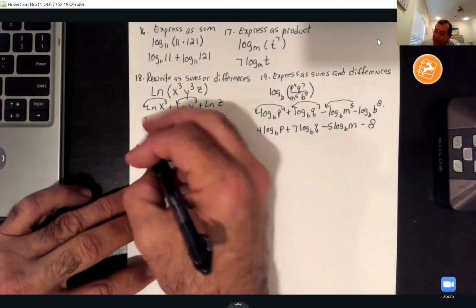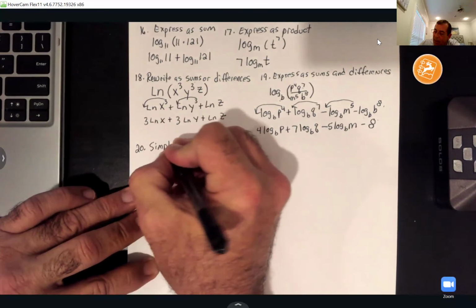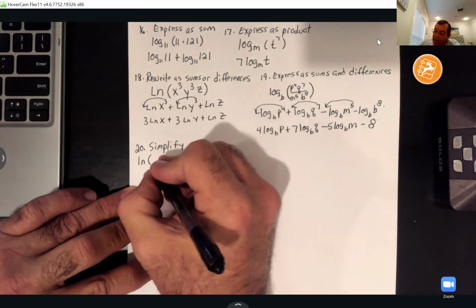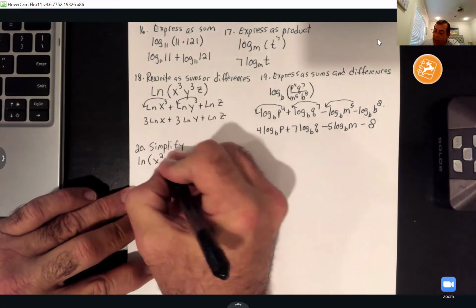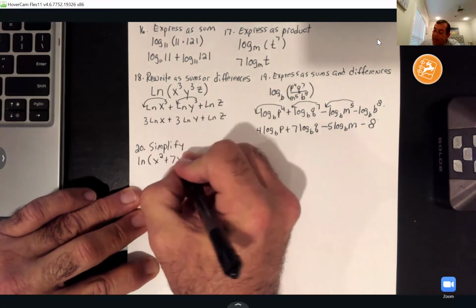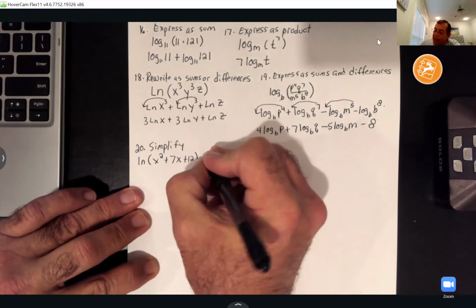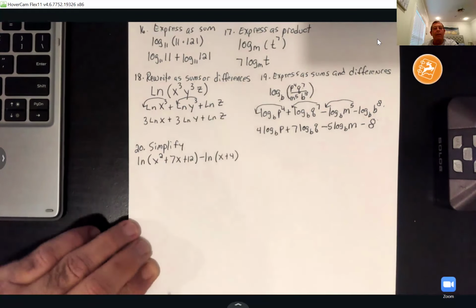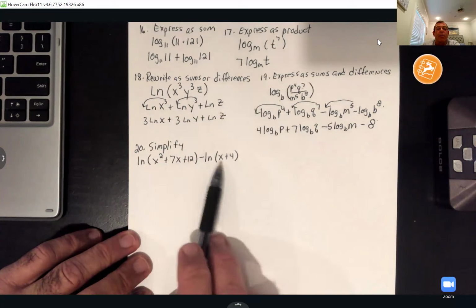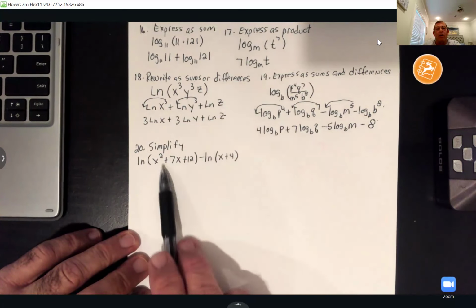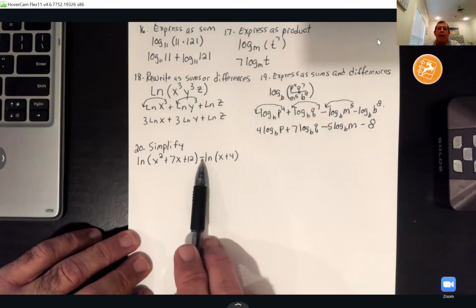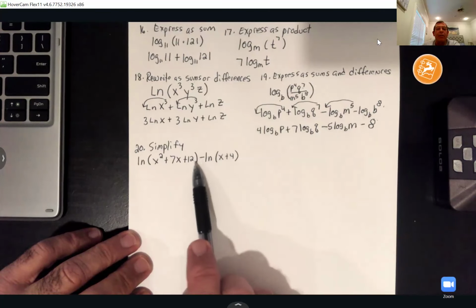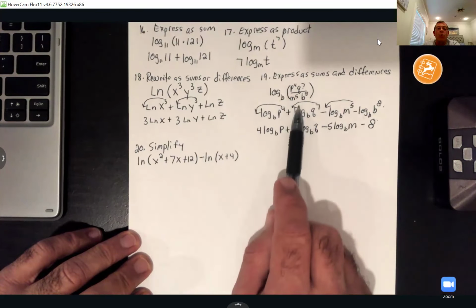All right, let's see. Number 20 said simplify. So y'all, they're giving us the ln of x squared plus 7x plus 12 minus ln of x plus 4. So first thing, I'm going to rewrite this as a single logarithm. Now notice, this one's being subtracted. Remember, when you got subtraction, a difference, it's going to be rewritten as a quotient.